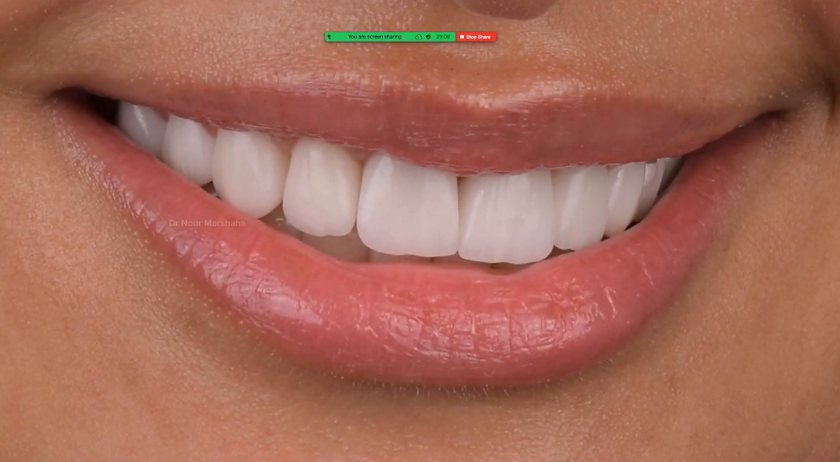We can see that there's no difference between the veneers and the crown's color. I told you before that the try-in is very important, because I know exactly the shade that I use for crowns and the cement shade that I use for veneers to make matching colors between them.